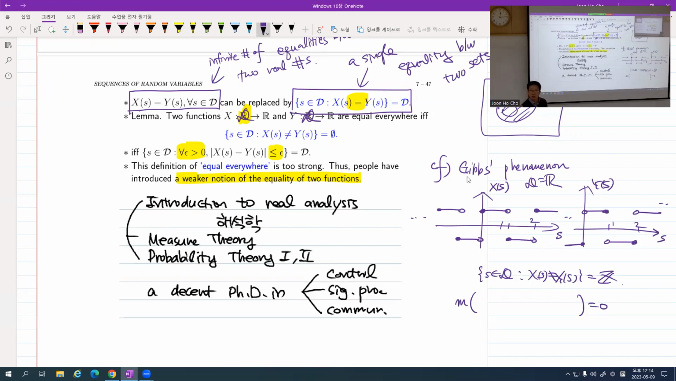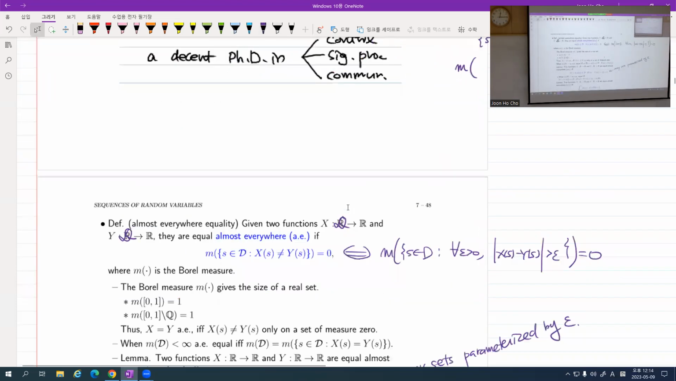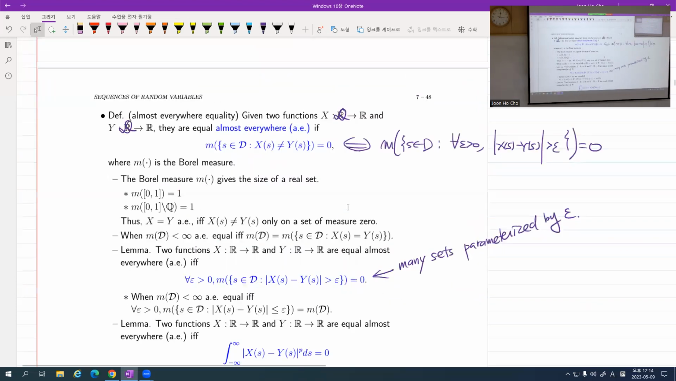So you can just ignore the set on which the two function values are different. Got it? If this set is not necessarily an empty set, but its length is 0, then we are okay. That is the second definition of equality, and this is called almost everywhere equal. Two functions are almost everywhere equal.